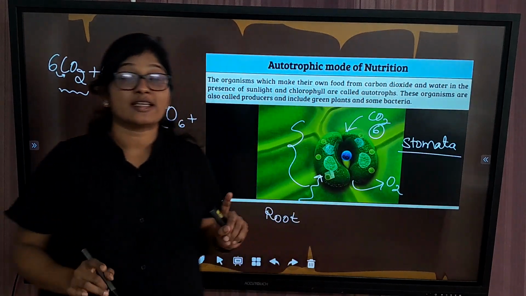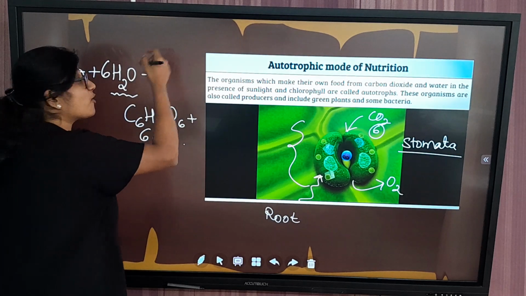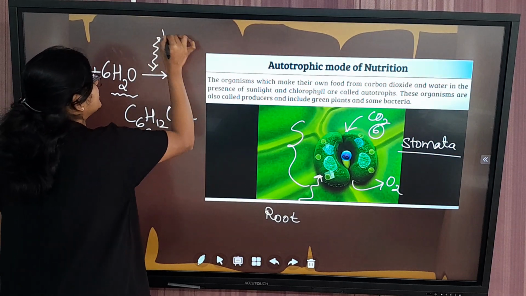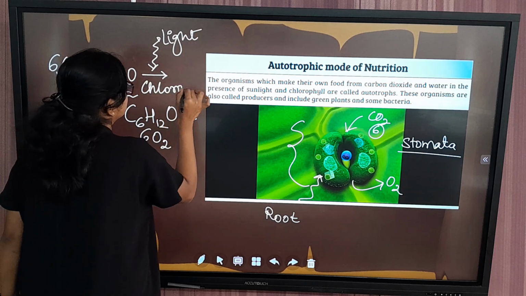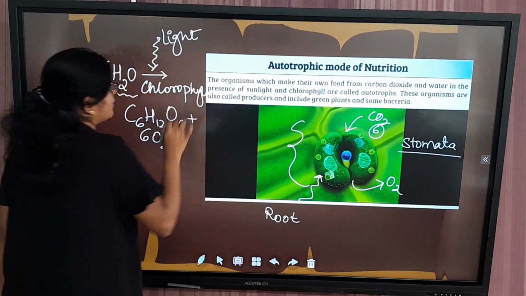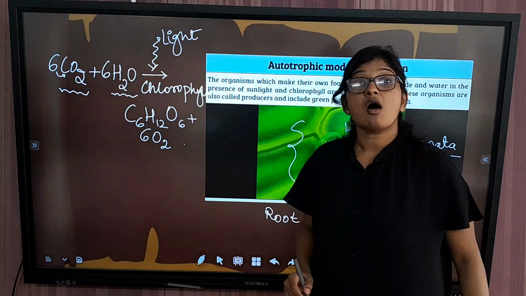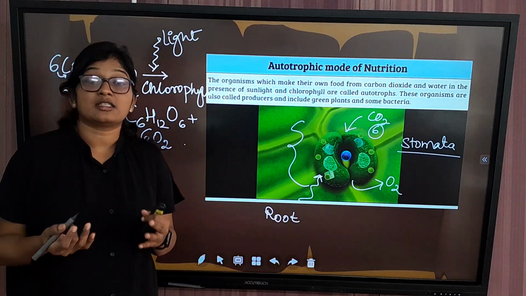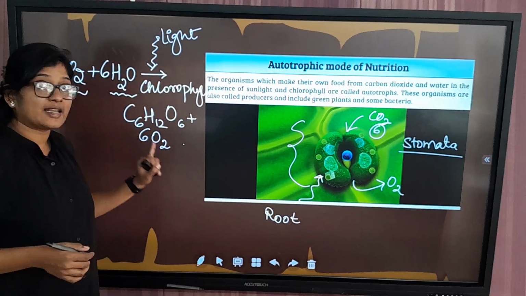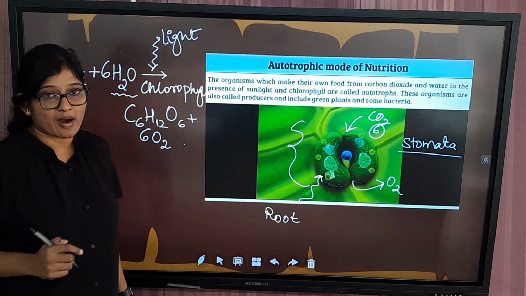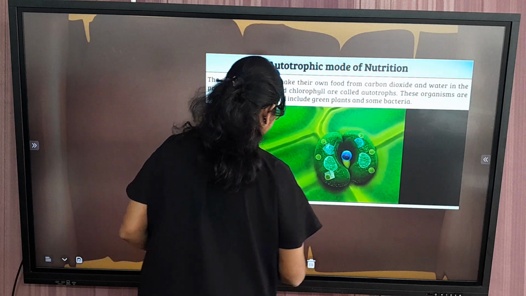This is the overall reaction of photosynthesis. Is it complete? It's not complete. You need to write down what is involved here: light, in the presence of the pigment chlorophyll. In a 1 marker question, they will ask you to write down the overall reaction or the definition of photosynthesis. You just define it and write this entire reaction. You will get 1 or 2 marks. Okay? Understood? Let us move to the next concept.